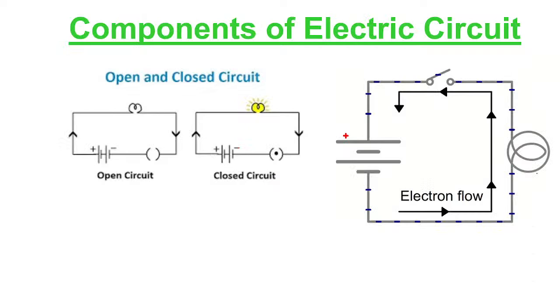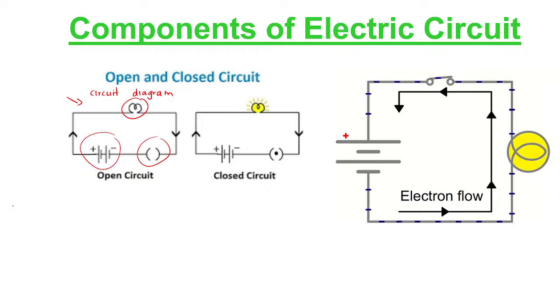Now let us try to understand the components of an electric circuit. As I already told you what an open circuit is and what a closed circuit is, let us now learn each component. Now that's a circuit diagram. The picture that you see here is a circuit diagram. How do I draw this circuit diagram? Here you can see certain symbols. Let us try to understand each of these symbols in detail.